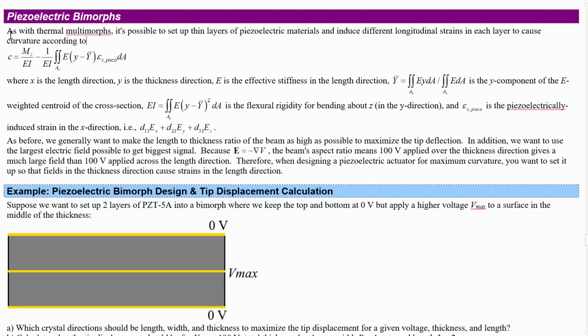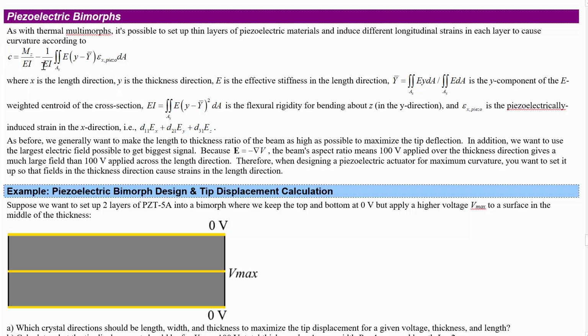Piezoelectric bimorphs: just like with thermal bimorphs, it's possible to heat up thin layers of piezoelectric material and induce different longitudinal strain in each layer to cause curvature according to this formula. This is the same as it was for thermal curvature, added to the moment-induced curvature, except now the source of the internal strain is the piezoelectric effect. If x is the length direction, you'd have the piezoelectric strain in the x direction, the longitudinal direction.